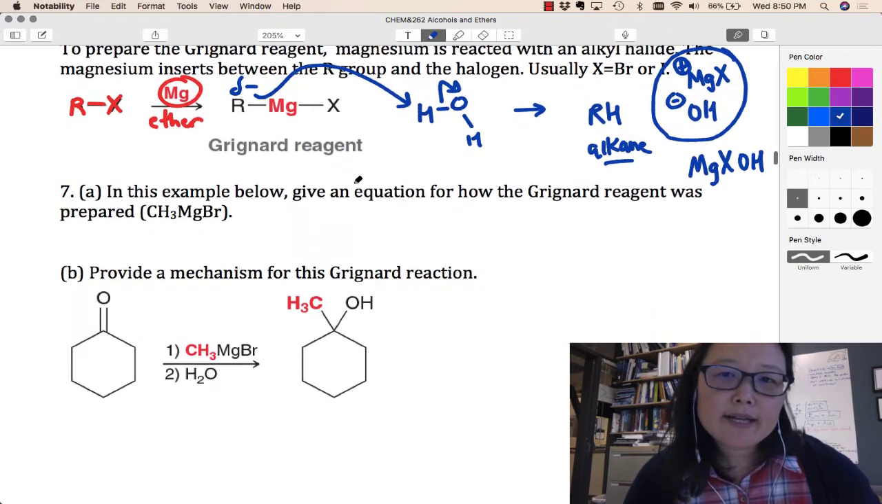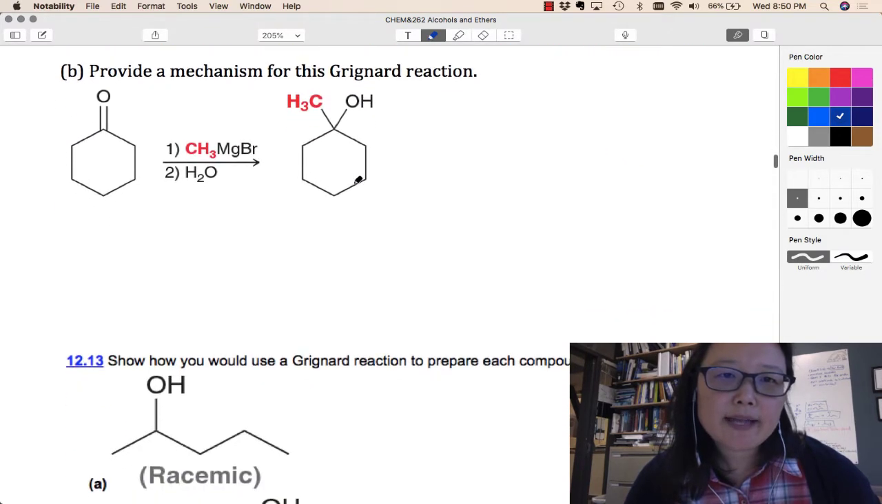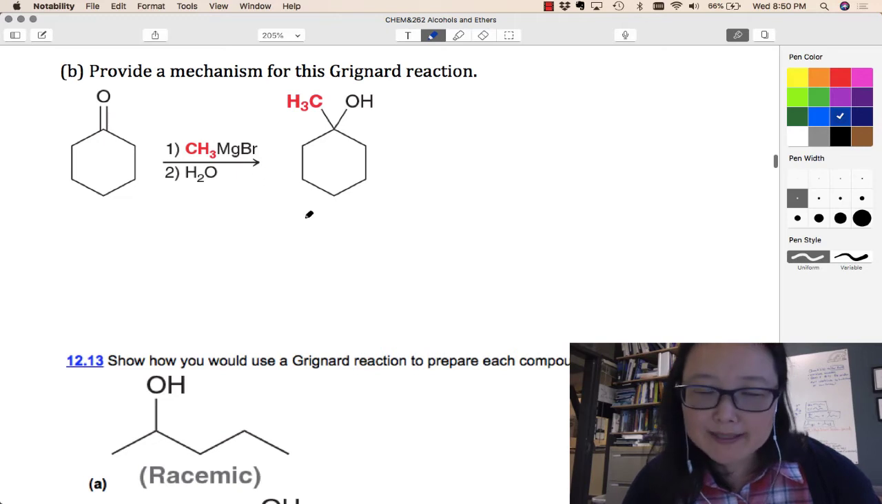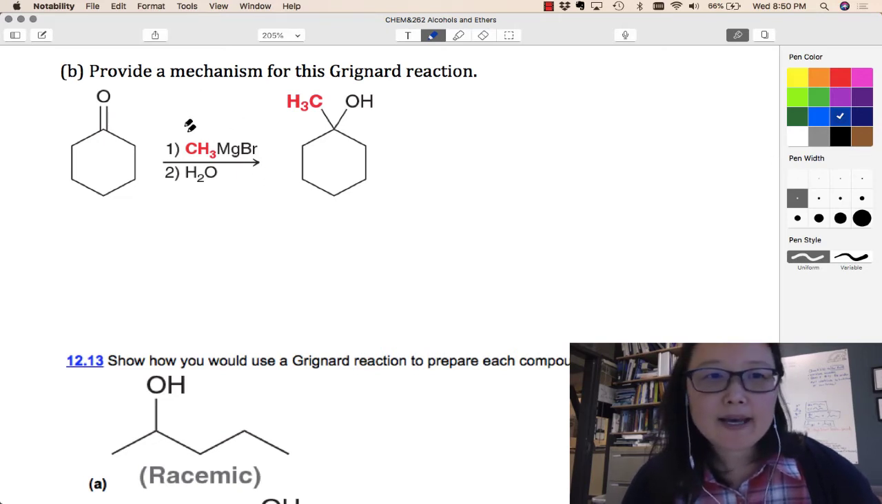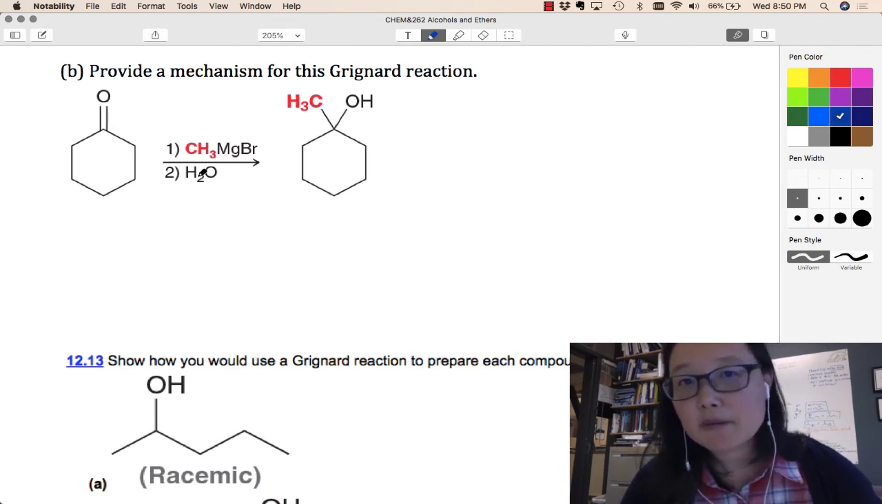Okay, so now let's do an example, and why don't you take a moment and follow the mechanism, assign the dipole to this Grignard reagent, and then show me how it attacks the carbonyl group. And then also show me the water workup step. Go ahead and give that a try.